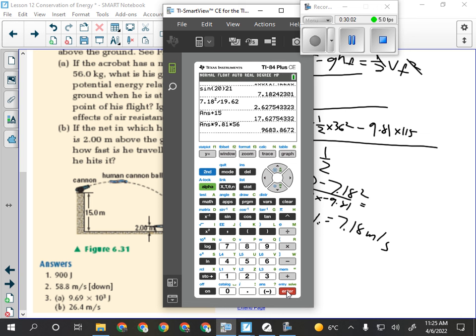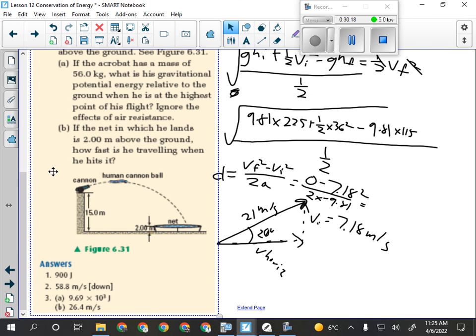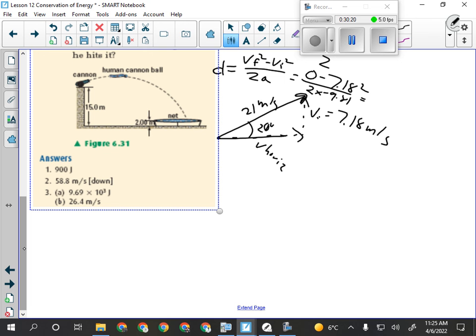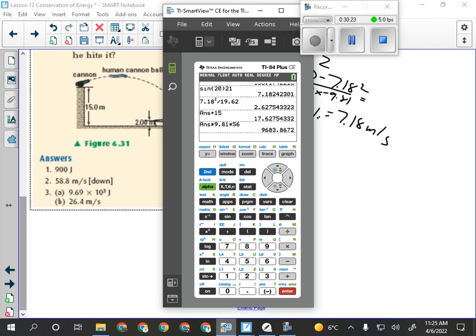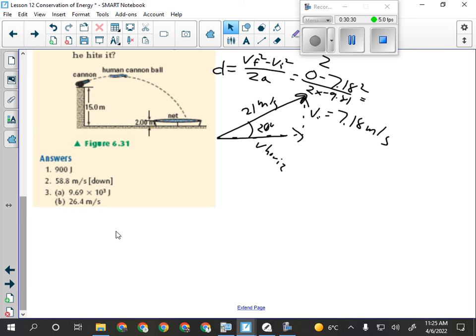The other way to do it is to use the horizontal part. Because when he's at his maximum height, he's still moving horizontally. I could use that to calculate his kinetic energy and then just subtract it from the total mechanical and have his potential that way. So there's more than one way to do this. I could also just calculate V horizontal. So cos of 20 times 21 gives me 19.7. So when he's here, he's moving at 19.7 meters per second.